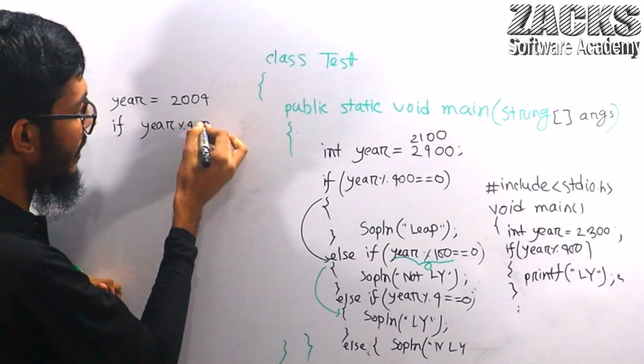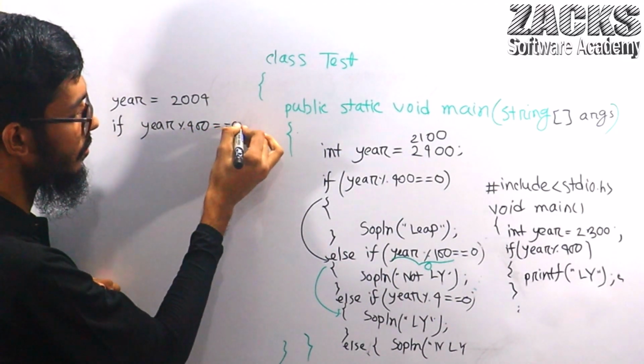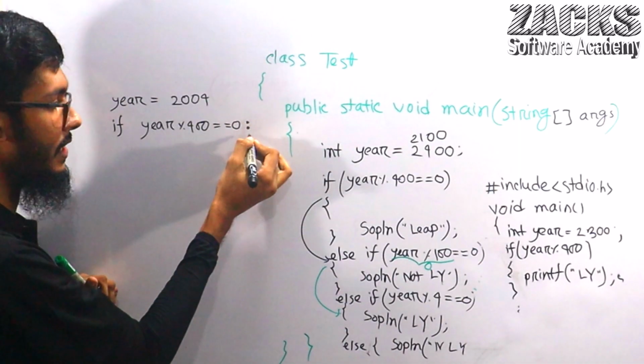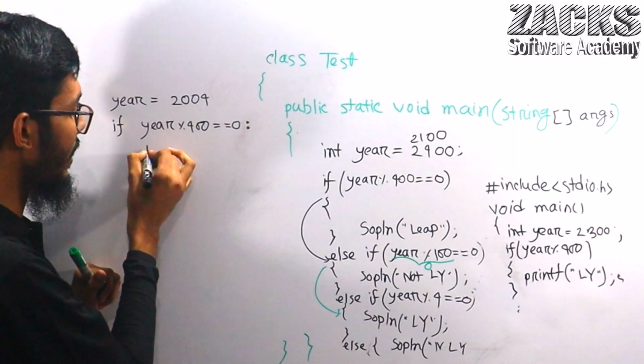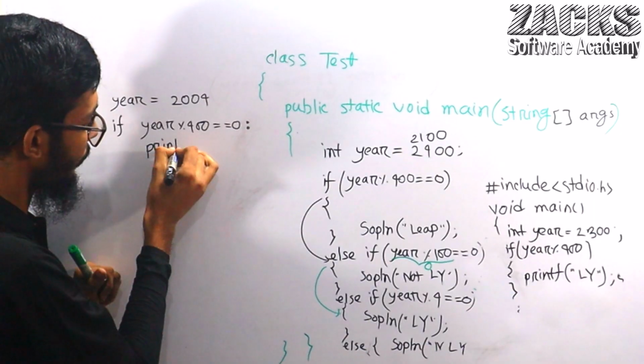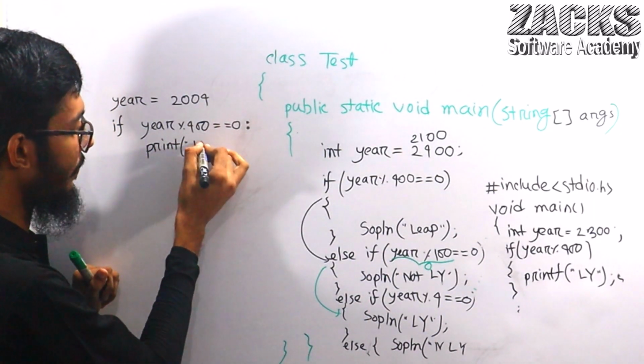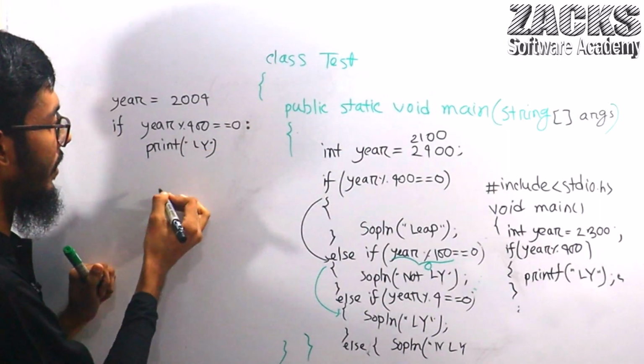400 now, 400. If this condition is true, now use a colon. Simply we are telling print, not printf. Print what? This is the leap year. L for leap, Y for year, leap year.